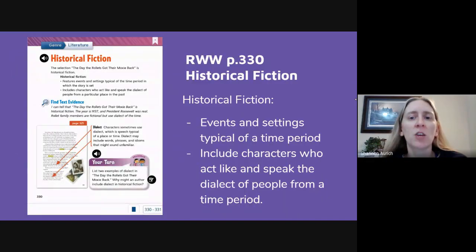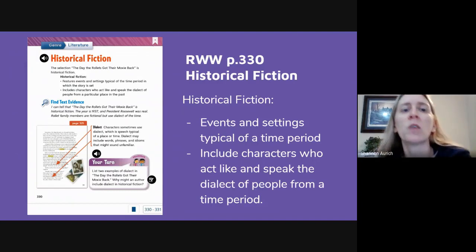The next page you're going to read is page 330 in your Reader-Writer Workshop book. This is our literary genre, historical fiction. Historical fiction features events and settings typical of the time period in which the story is set. So if the story is set in the World War II era, you're going to have settings and events that are typical with that type of a setting.